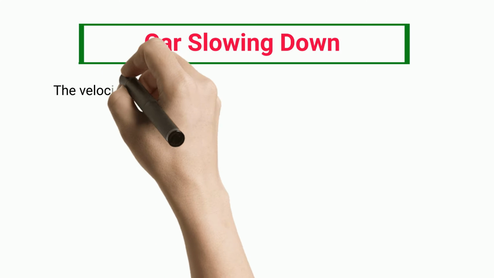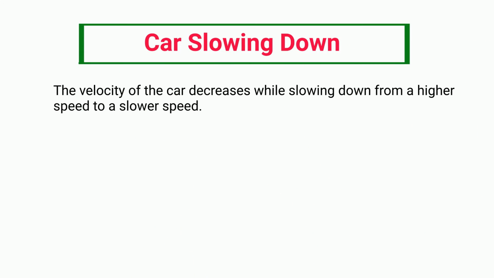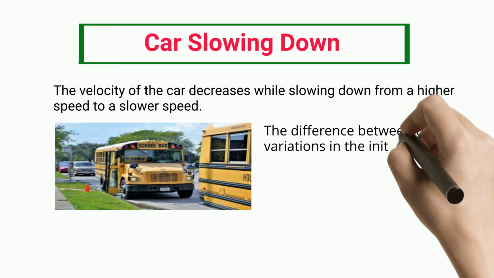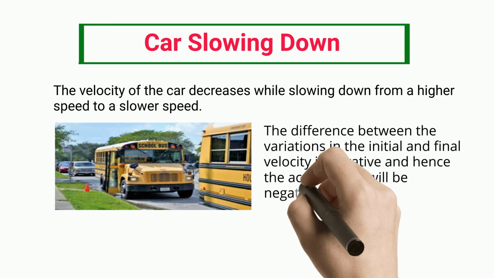Car slowing down. The velocity of the car decreases while slowing down from a higher speed to a slower speed. The difference between the variations in the initial and final velocity is negative, and hence the acceleration will be negative.